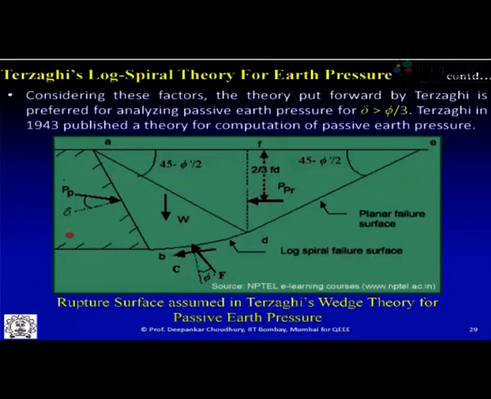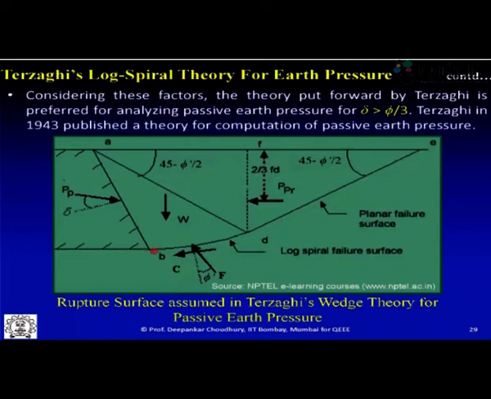So this is for the passive case, this is a rigid retaining wall, and this is the failure surface which has been assumed by Terzaghi. Here again you have to do an optimization or minimization of the design value of passive earth pressure by assuming different failure planes like this. Now, what are these failure planes composed of? Terzaghi said, let us consider it is a composite failure surface. What does it mean? That means it is a combination of a log spiral failure surface followed by a planar failure surface. That's why it is also called a composite failure surface.